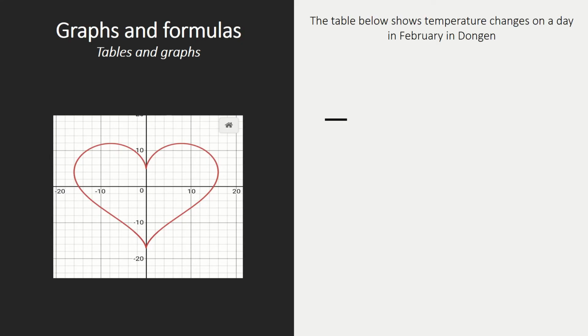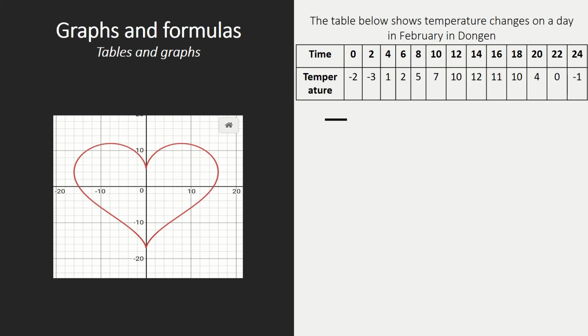Alright, so an example could be: the table below shows temperature changes on a day in February in Dongen. So we get a table with time 0, 2, 4, 6, 8 all the way up to 24 and a temperature. As you can see, there is no stable increase, so the increase is not each time the same. So over here there is a decrease of -1.